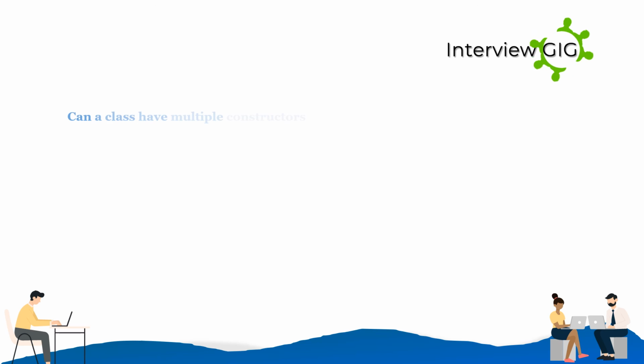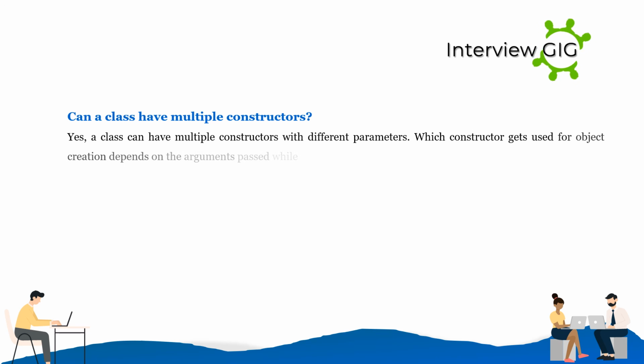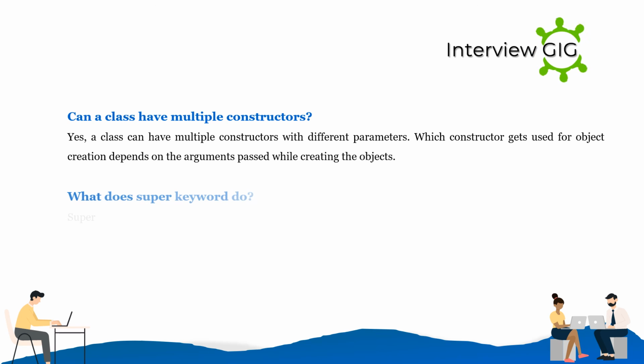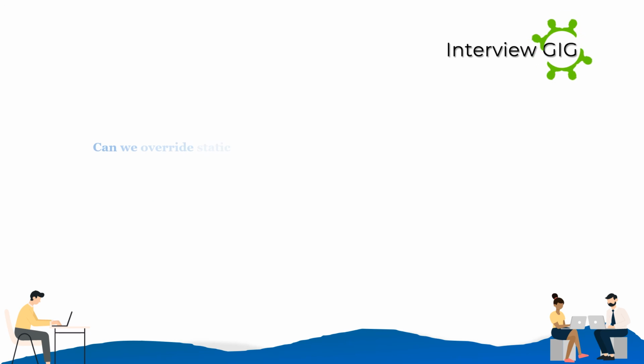Can a class have multiple constructors? Yes, a class can have multiple constructors with different parameters. Which constructor gets used for object creation depends on the arguments passed while creating the objects. What does super keyword do? Super keyword can be used to access superclass method when you have overridden the method in the child class. Can we override static methods of a class?